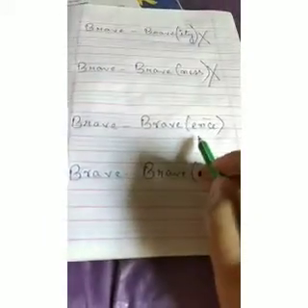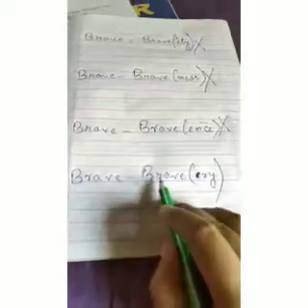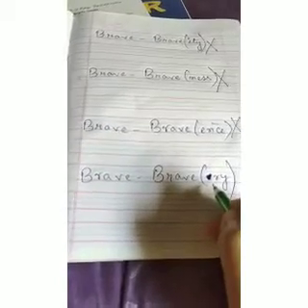Then braveness, is this a word? No way, it's never a word. Bravery, yes, this is nothing. I have written this E here. So bravery, is there a word like that, bravery? Yes, bravery is there. So we can write bravery.